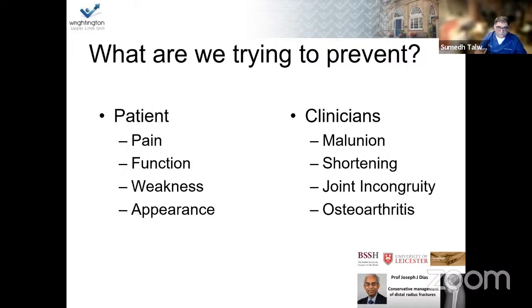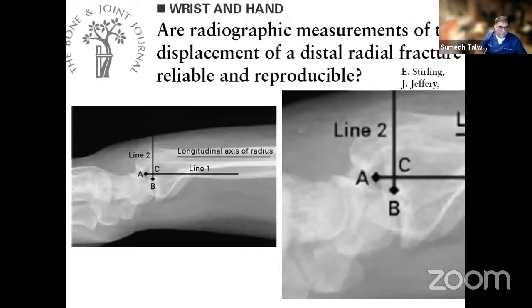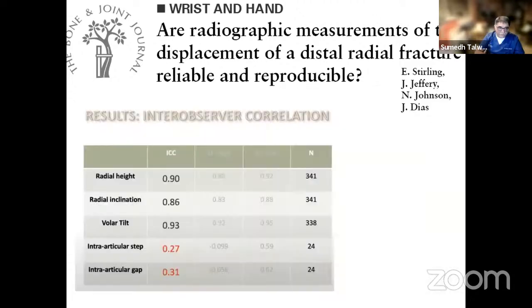There is some consensus, however, with some of the radiological indices, and we'll run through these very quickly: the radial inclination, the volar tilt, and the radial variance, as well as indices surrounding the step and the gap. And we often use these figures for the purposes of describing distal radial fractures. But how useful are these indices really in real life?